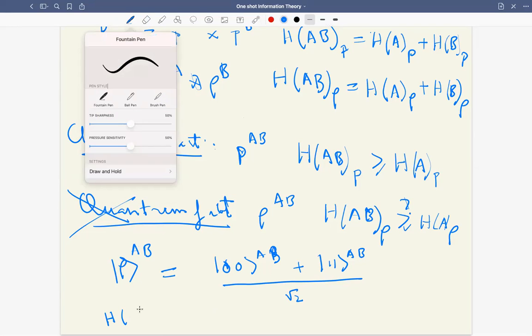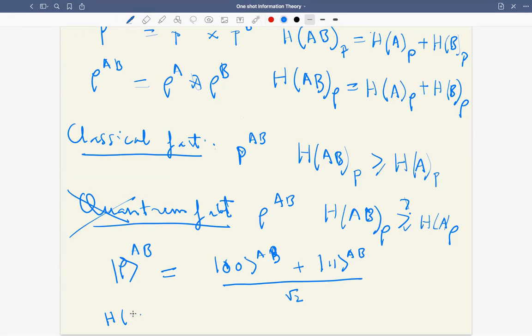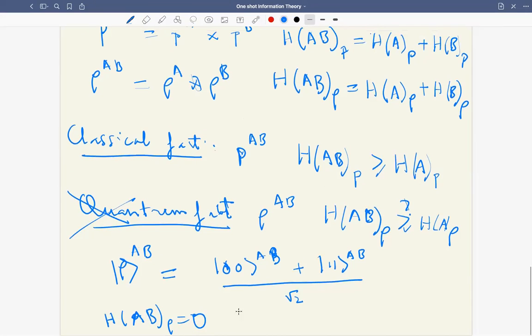Because this is a pure state, the entropy of AB under rho will be 0. Okay. But let us look at the entropy of A under rho. So rho A, remember we had done this calculation. Rho A is the marginal state obtained by tracing out B. So this turns out to be a probability distribution: half probability on the pure state ket 0, and half probability on ket 1.